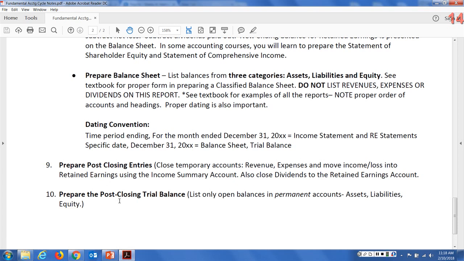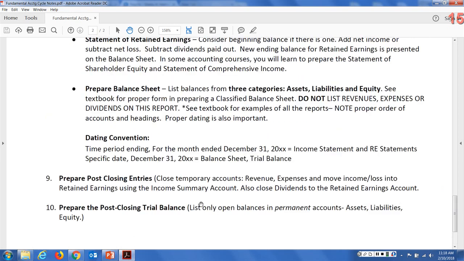Now you're ready to prepare a post-closing trial balance. So this lists only the open balances in your permanent accounts, the assets, liabilities, and equities. And at that time, your retained earnings account would have been updated per the closing entries as well. And now you've got your books closed and you're reset and ready to start for the next period of time. So this concludes this video for the steps in the accounting cycle.